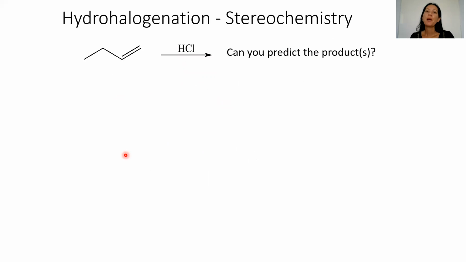What about stereochemistry? We haven't talked about that. Sometimes there is no stereochemistry that's generated, but sometimes there is. In this case, can you predict the product? You can predict the regiochemistry, which is where the chlorine is going to go. It'll go here on the more substituted carbon, but is it going to be R or S?